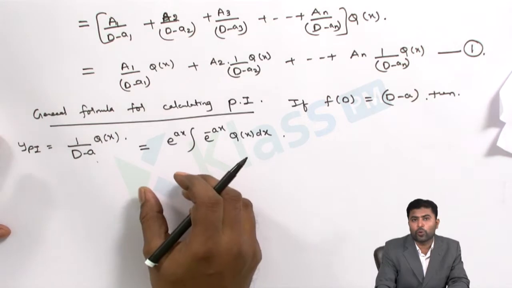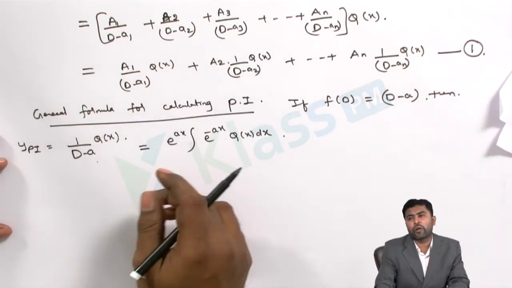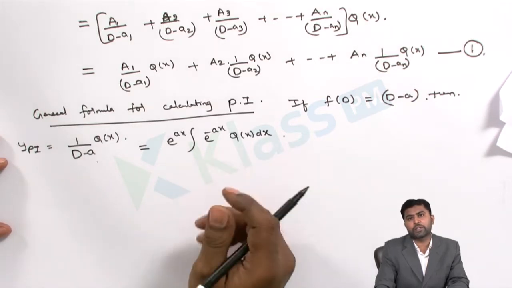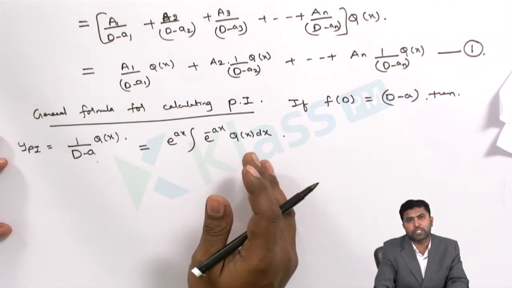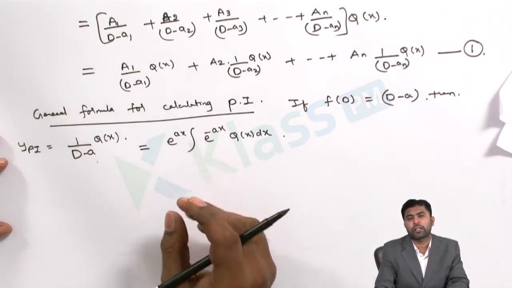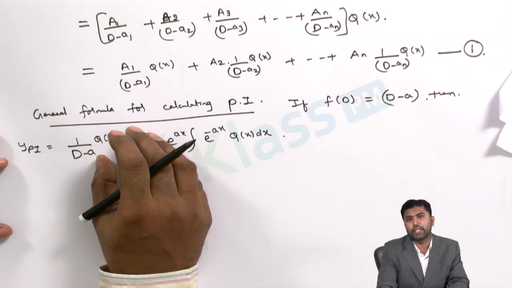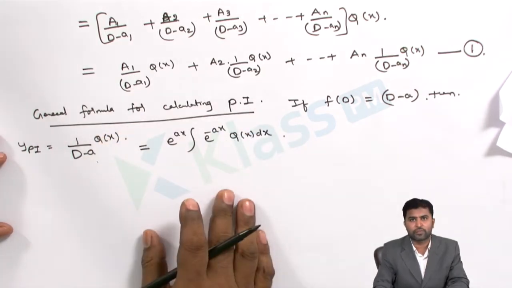This is the general rule for calculating the particular integral. This can be applied for any Q of x. It may be sin x, it may be cos x, it may be hyperbolic functions, it may be exponential functions, or it may be a polynomial and so on. This is the general formula for calculating the particular integral for any Q of x.